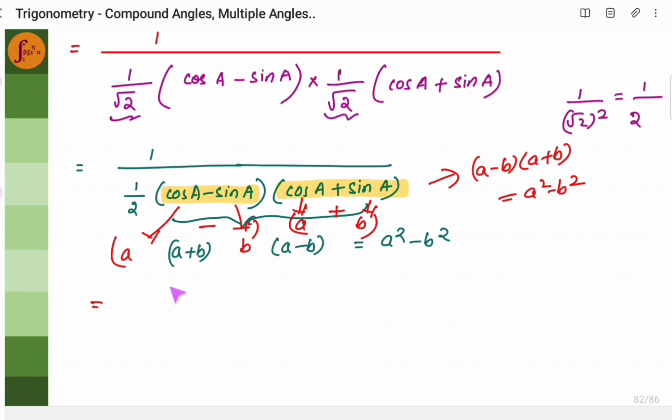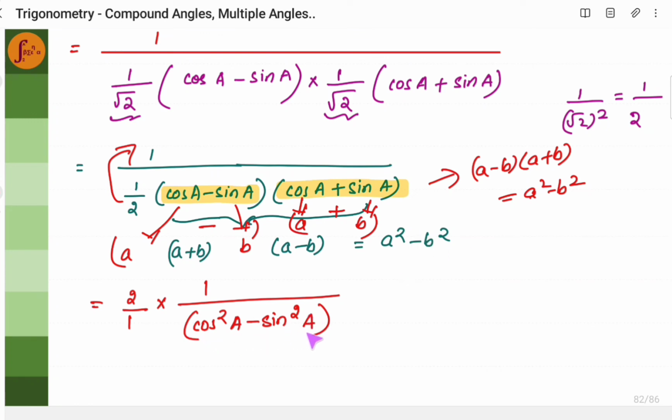Now what we will do, 1 by 1 by 2, we can push 2 on top, so it will become 2 by 1. 2 by 1 into a square minus b square. Instead of a, we have cos a, so cos square a. Instead of b, we have sin a, so sin square a. So cos square a minus sin square a. Again, one of the cos 2a formulas is cos square a minus sin square a, which is cos 2a. So we'll substitute. This is going to be 1 by cos 2a.